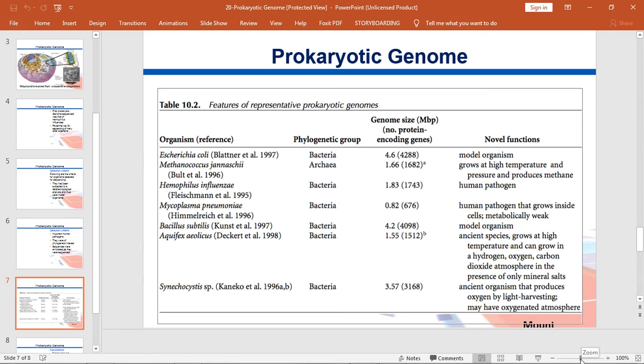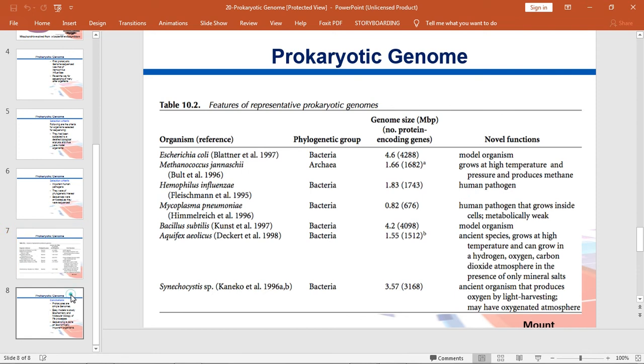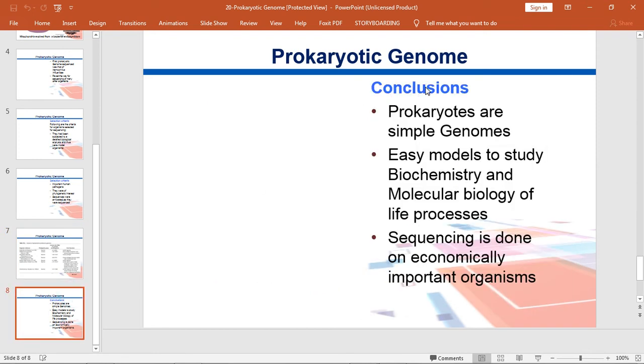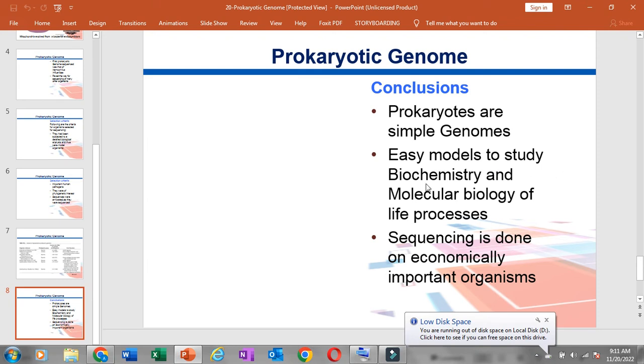Prokaryotic genome conclusion. Prokaryotes are simple genomes, easy models to study biochemistry and molecular biology of life processes. Sequencing is done on economically important organisms.